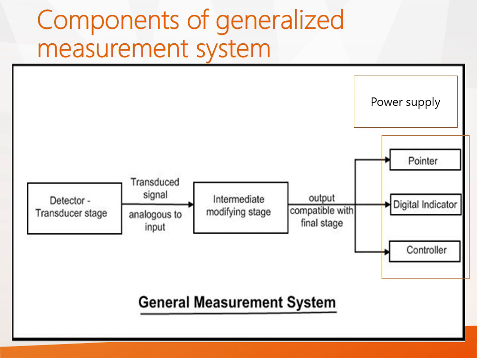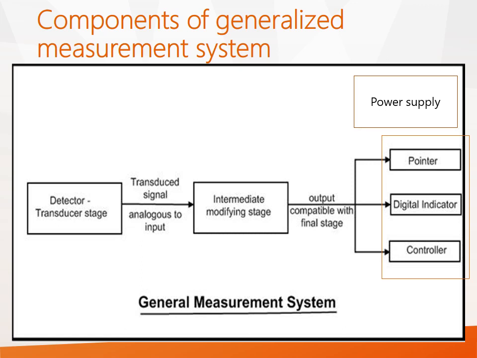That output of the transducer is given to the next stage, that is the intermediate modifying stage, which is nothing but a signal conditioner or preamplifier, which is used to convert the transducer output into the electrical quantity suitable for control, recording and display. In this, the output of the transducer is very low, so that can be amplified with this intermediate stage.